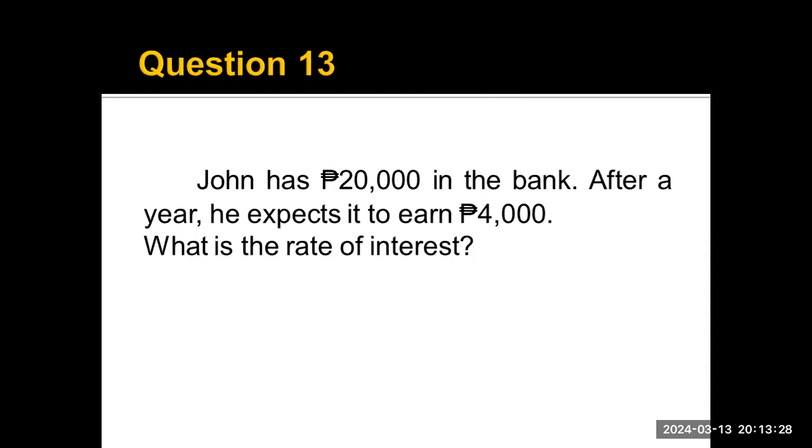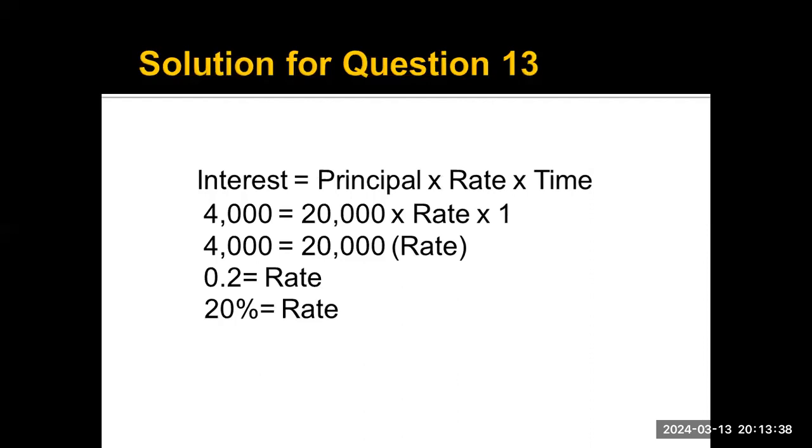Question number 13. John has 30,000 in the bank. After a year, he expects it to earn 4,000. What is the rate of interest? So this is the solution. Interest equals the principal times rate times time.